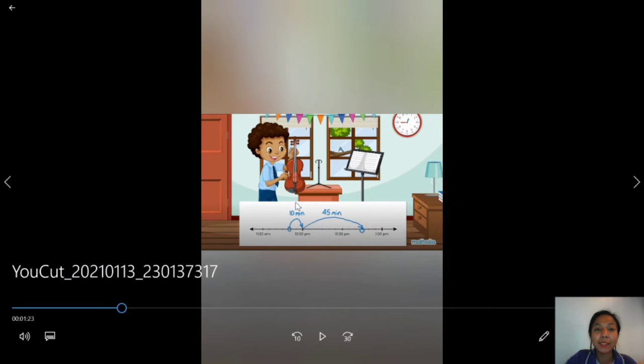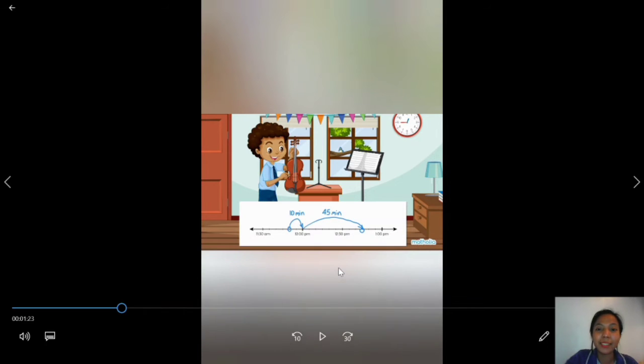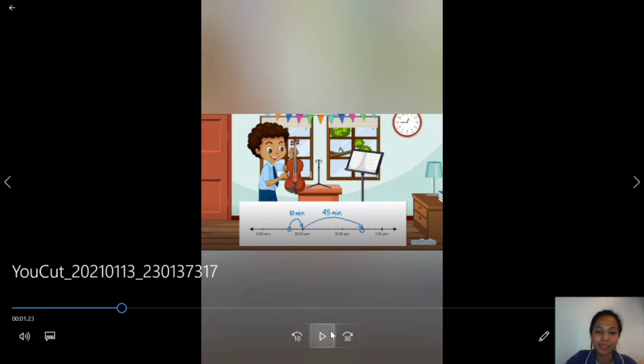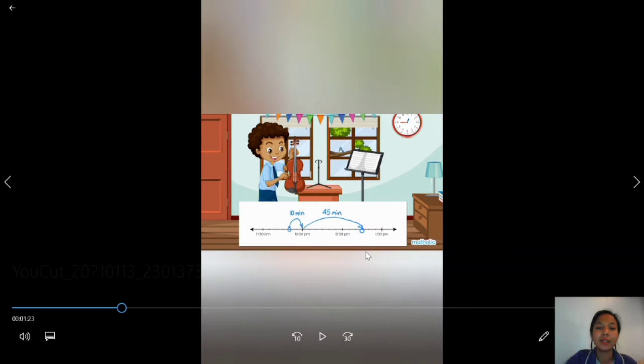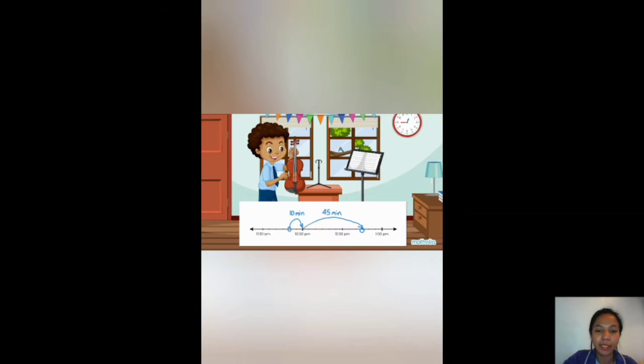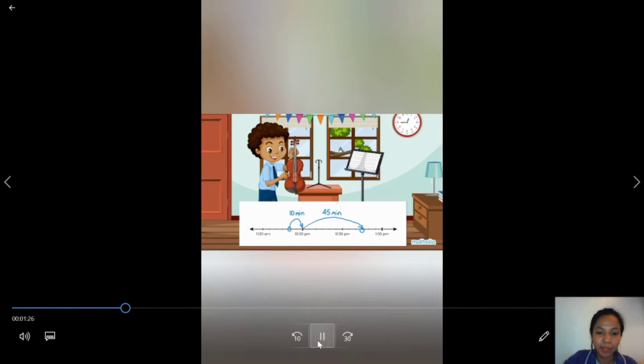So let's sum it up: 10 minutes plus 45 minutes. How many minutes in all? 55 minutes. Blake played the violin for 55 minutes. That's how you get the duration of time. Duration is how long the time is. So that is about the duration of time.